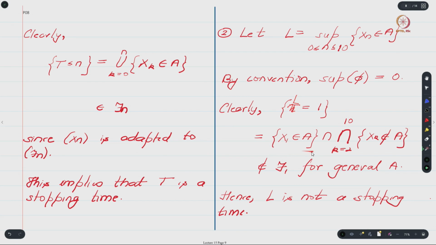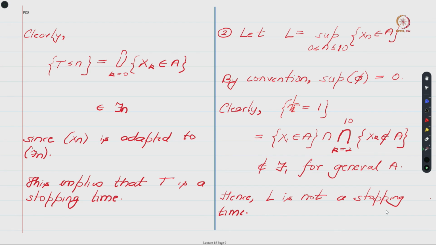So we want this also to happen and this also to happen. For a general choice of A, this belongs to F1, but these events need not belong to F1, and hence in general this intersection need not belong to F1 for a generic choice of A. And since this does not belong to F1, one can conclude that L is not a stopping time.